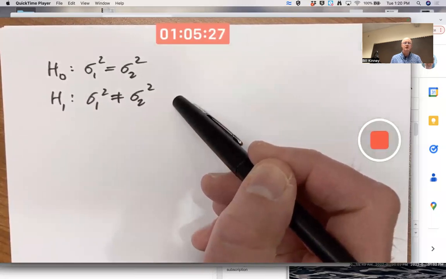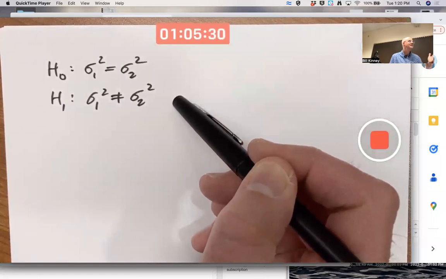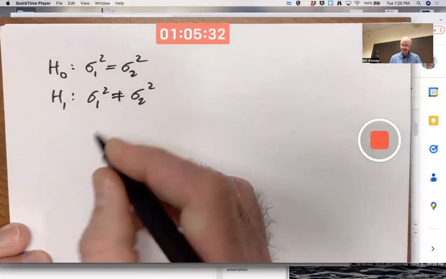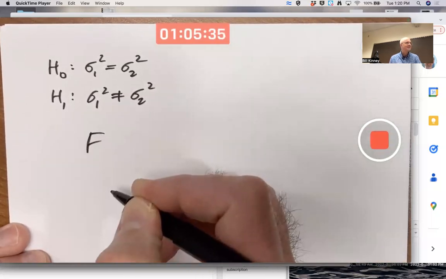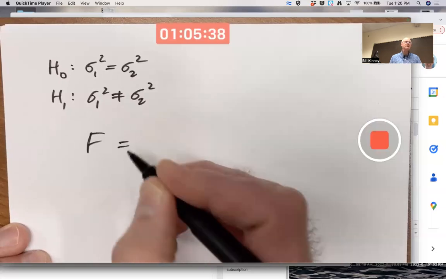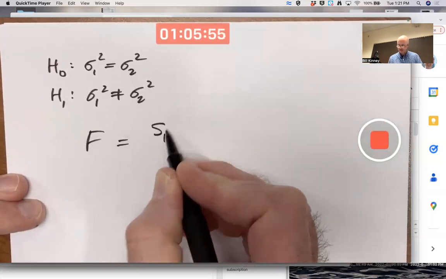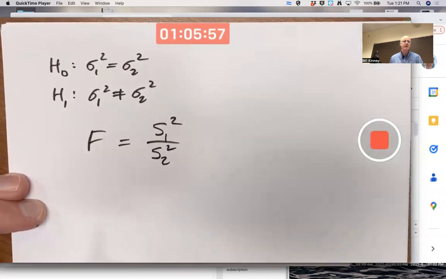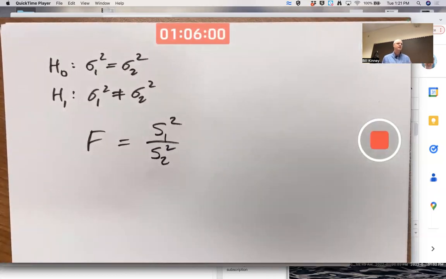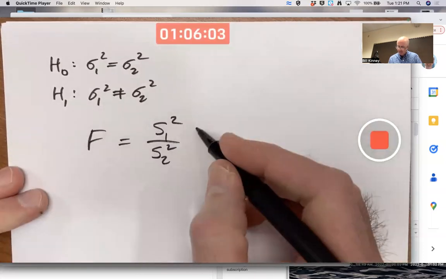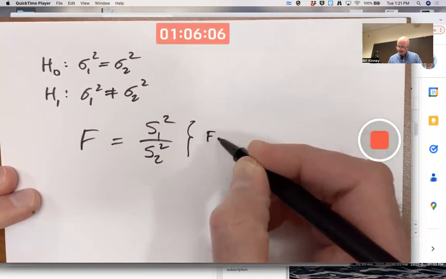But this begs a question. What's the test statistic? It's called an F statistic. We have never used the F statistic before. That's okay. Before chapter 8, we never used the t-statistic before. It's a new statistic. What does it equal? It equals the ratio of the sample variances. This is an F stat.